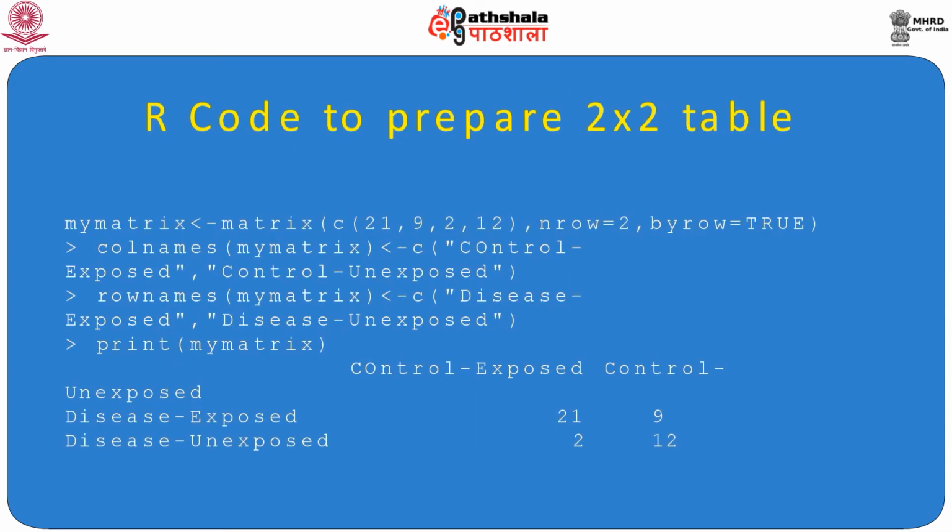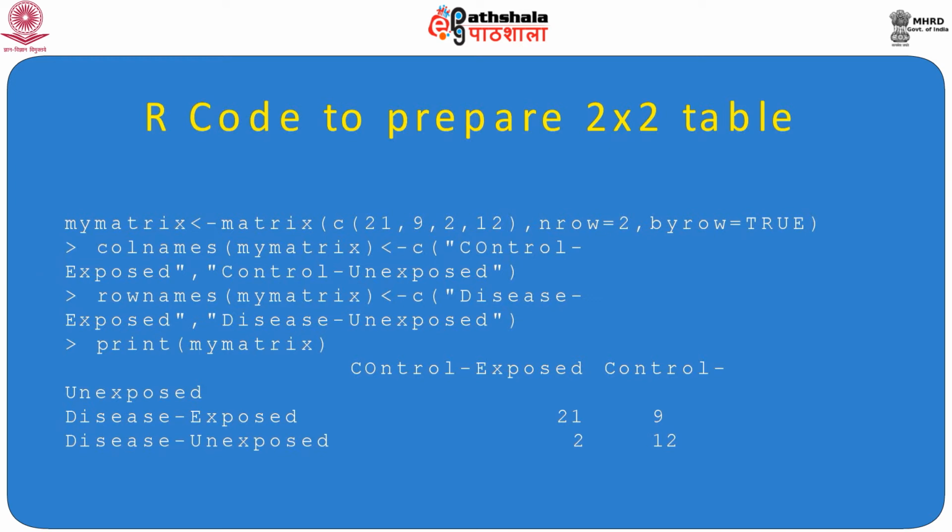Now we are going to prepare the 2 by 2 table by using the matrix function, and the output of this matrix function is assigned to mymatrix. Here the values are given as 21, 9, 2 and 12, where we put nrow equals 2 and byrow equals TRUE. So we get 2 rows, and accordingly the first row and second row are filled by row.